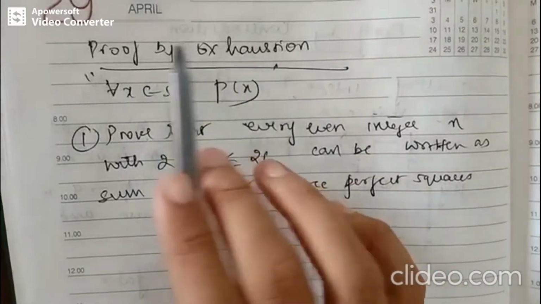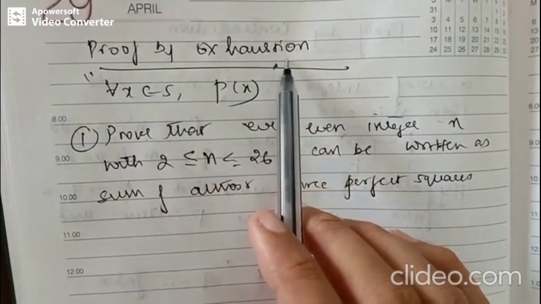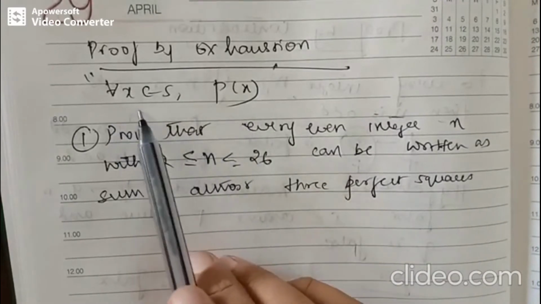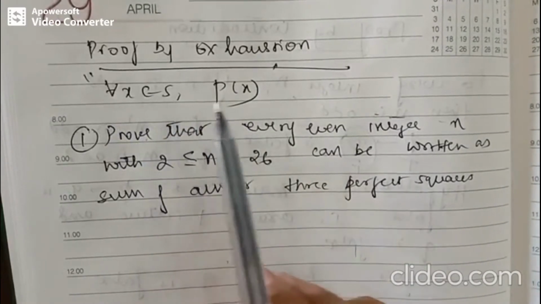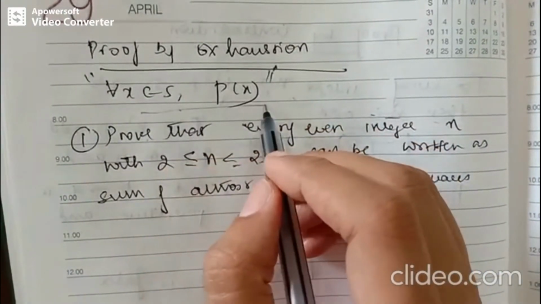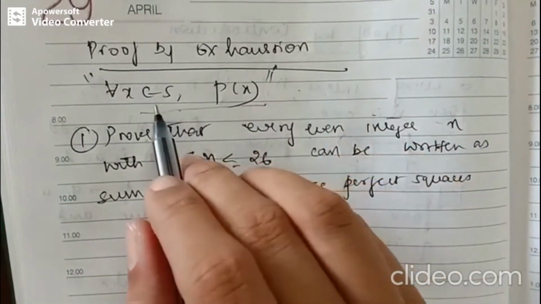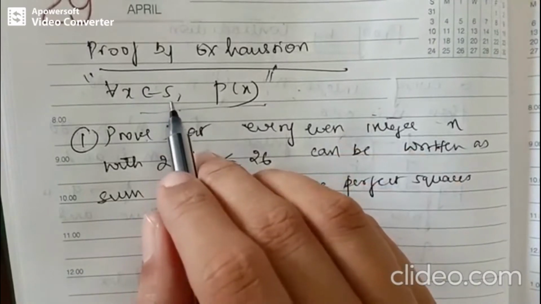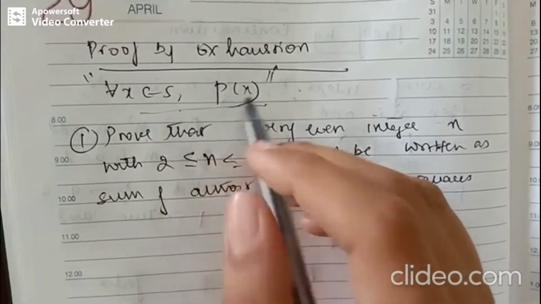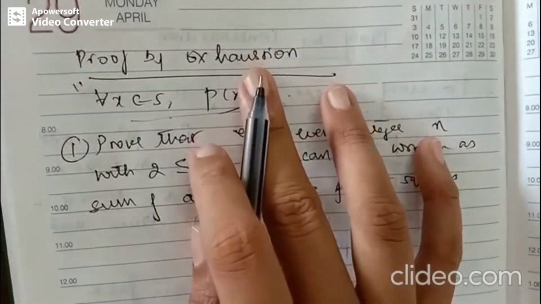As we all know, proof by exhaustion is this: if we want to test the statement for all x belonging to some universe S, p of x, and say this statement is true, we need to check each and every element that belongs to the universe S to see if the open statement is true or false. That is nothing but proof by exhaustion.